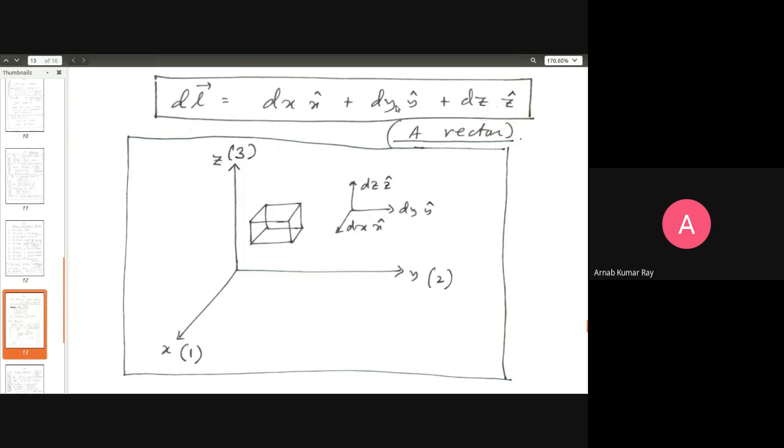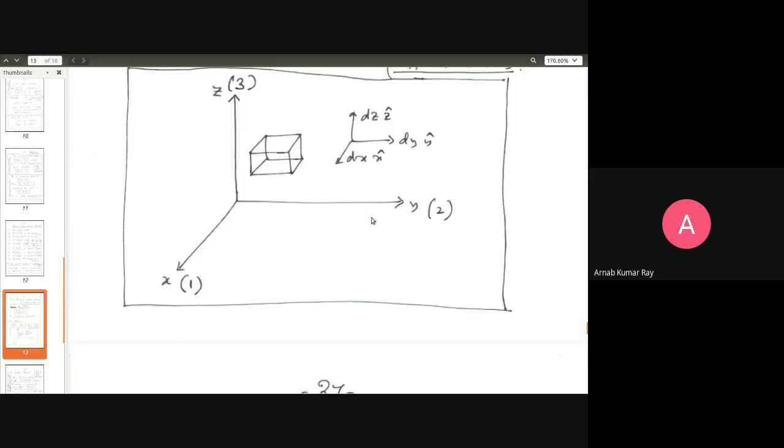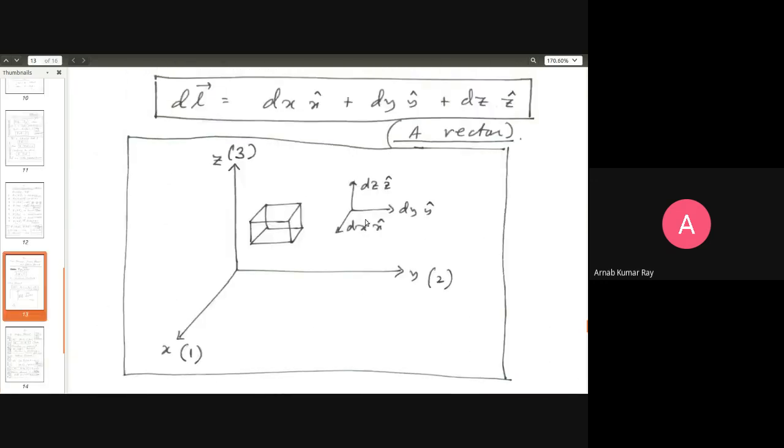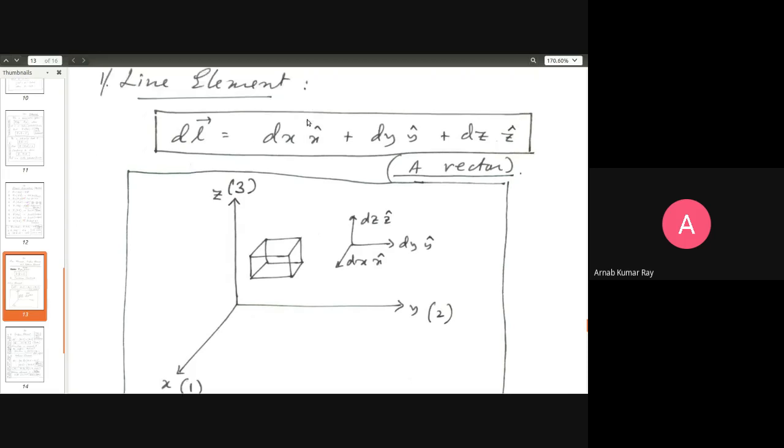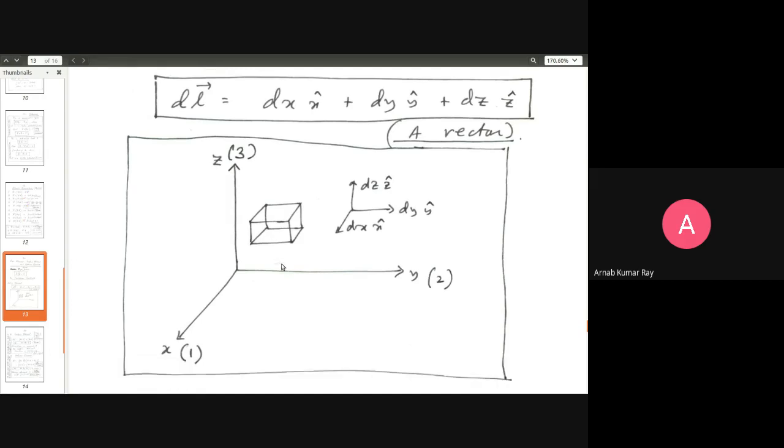You can see x cap, y cap, z cap along the 3 unit vector directions. What is the step traversed? And then the vector sum of all the 3 steps will give you the line element. And so once you have found the line element, as it happens, this line element defines an imaginary cuboid in 3-dimensional space described by the Cartesian coordinates x, y, z.